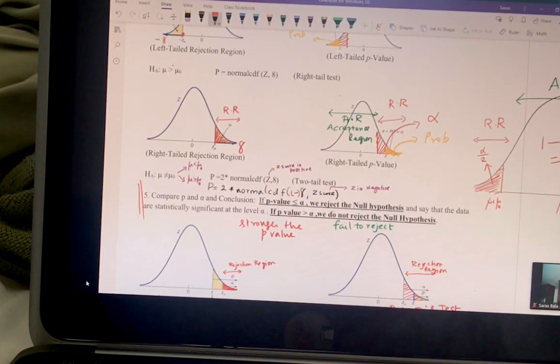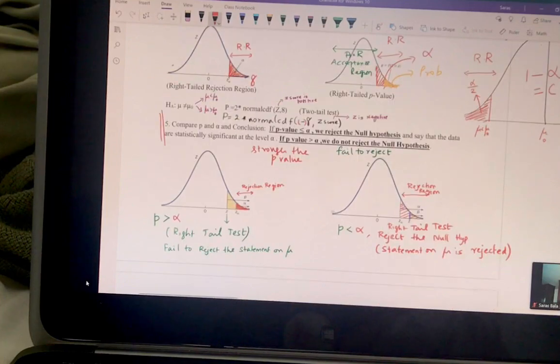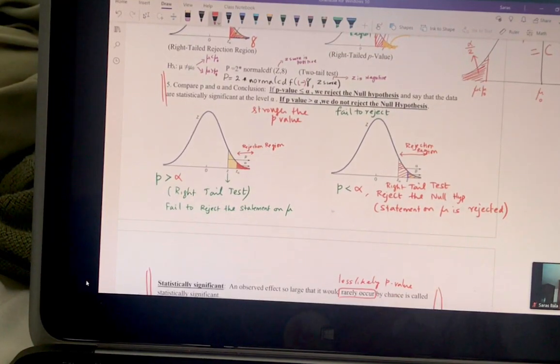Okay, that is a tiny negative sign that's going to be used. Do not use the takeaway sign. All right, so then you are going to compare the p and alpha. If the p value is falling in your rejection region, you're going to reject your null hypothesis. If the p value is falling in the acceptance zone, or other than your rejection zone, that means you are not going to reject your null hypothesis.